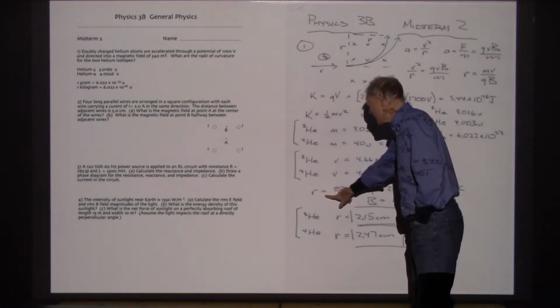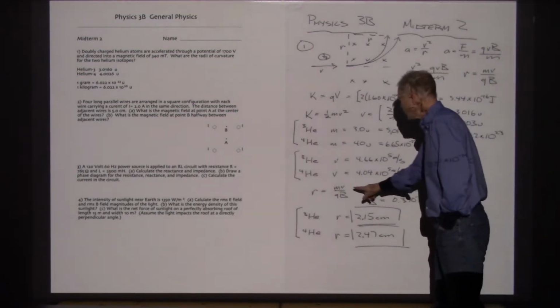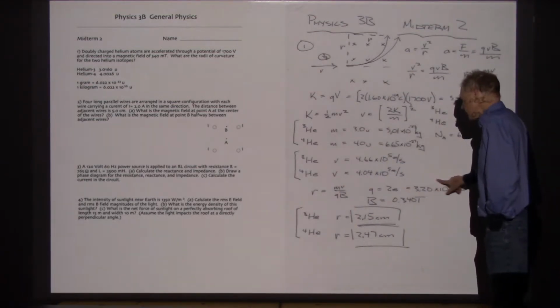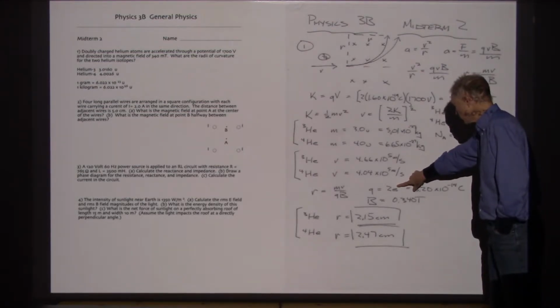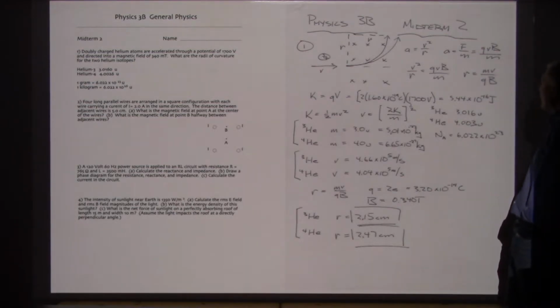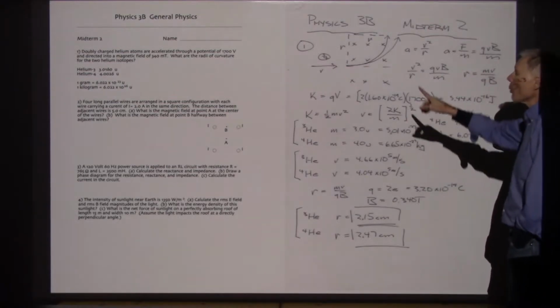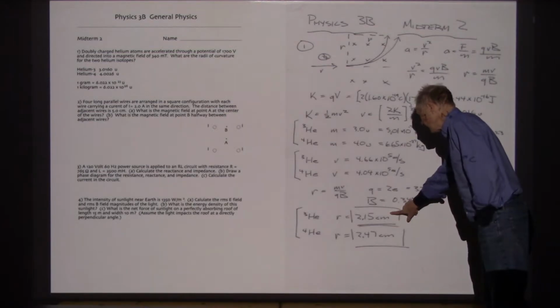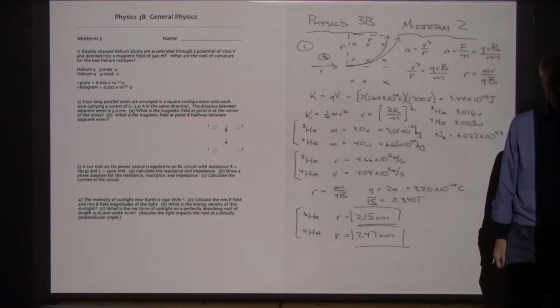That means that the radius of curvature is going to be different for the 2 different isotopes. When I use mv over qB, the q here is, once again, 2 times the fundamental charge. So that's 3.2 times 10 to the minus 19 coulombs. The magnetic field, we are told, is 0.340 Tesla. The radius of curvature I get for helium-3 is 2.15 centimeters, and for helium-4 it is 2.47.